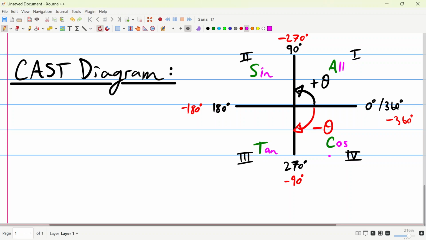And what are we trying to say here? In these specific quadrants, we are saying that they are just all positive. So all of them are going to be positive in quadrant 1, and in quadrant 2 only sine is going to be positive, and in quadrant 3 only tan is going to be positive, and in quadrant 4 only cos will be positive. I know this is a lot on a diagram, but when we actually do the examples, you're going to see how they're actually used. So let's get into our first example.